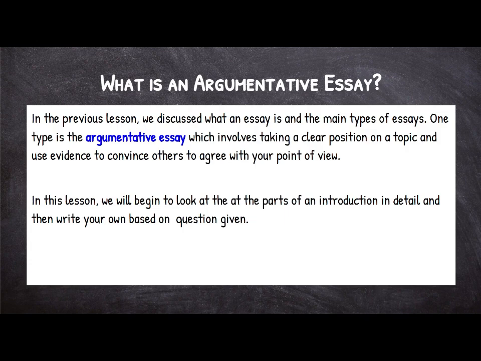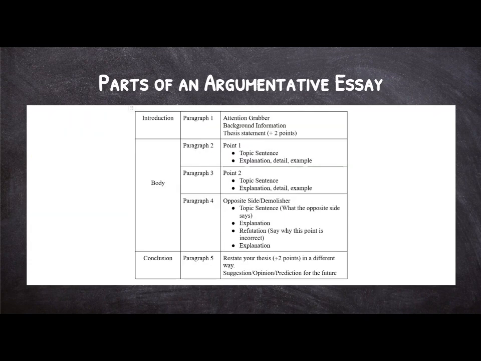Now let's get started. What is an argumentative essay? Now, the definition of an argumentative essay is essentially in the name itself, right? It involves taking a clear position on a topic and using evidence to convince others to agree with your point of view. So you are presenting an argument, you are presenting a position, and then trying to convince others on why this position is correct.